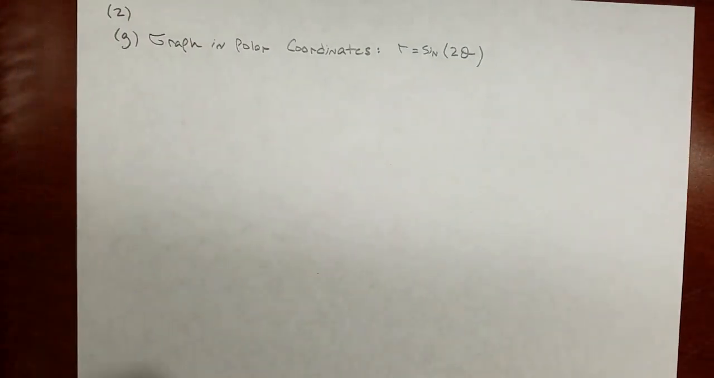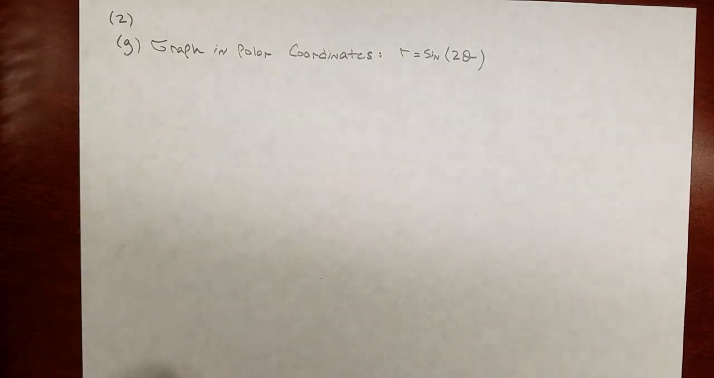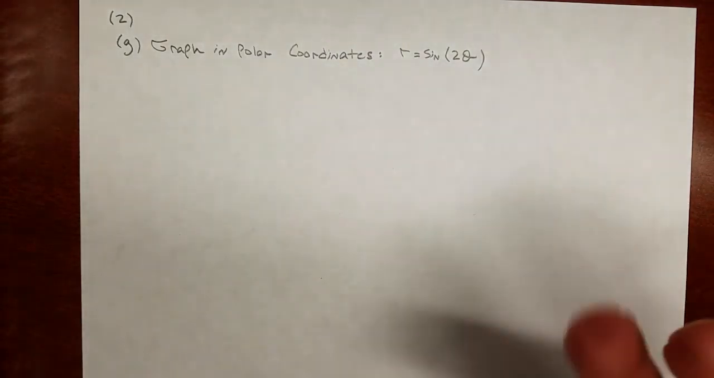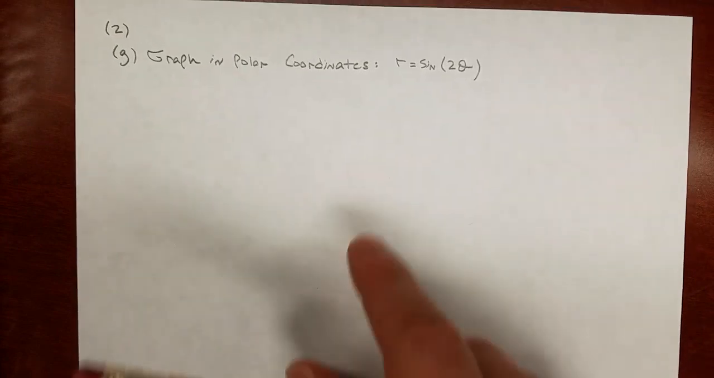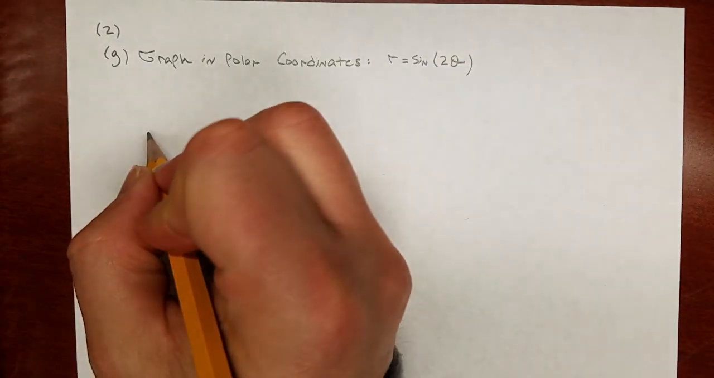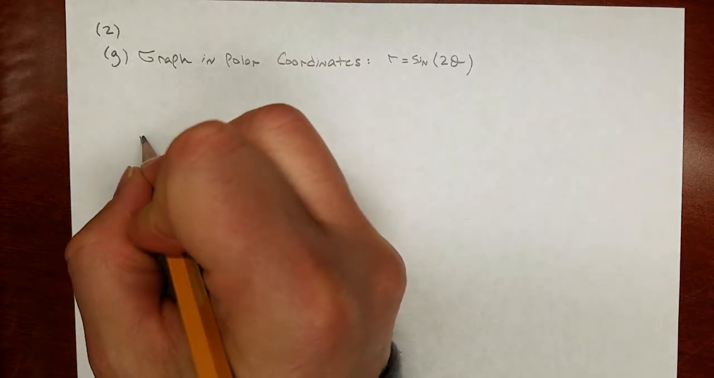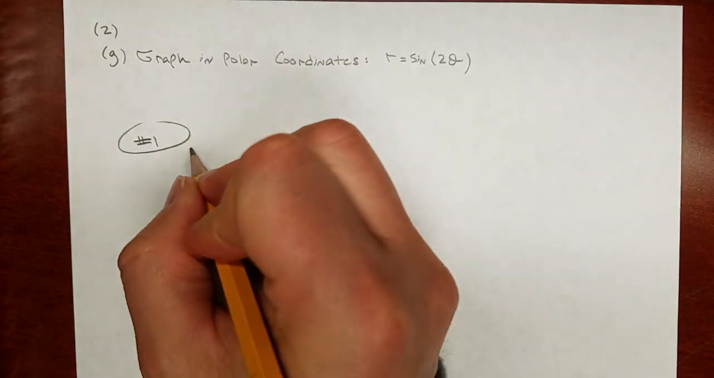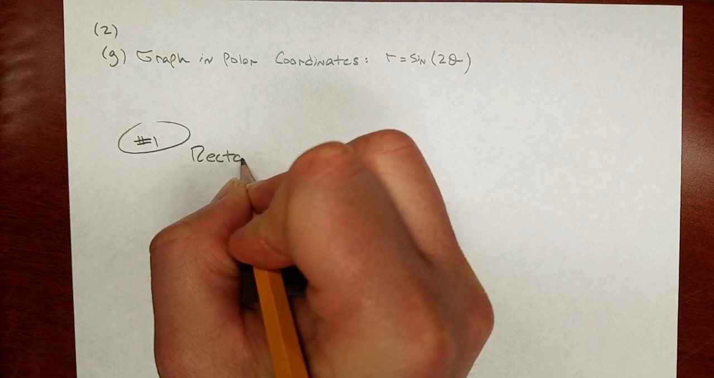Just kind of a complementary problem. One that we can work in a similar way, but ends up looking quite a bit different, and that's this one. Okay. So graph it in polar coordinates. Now, I'll take the same approach. First, can I graph it rectangular?